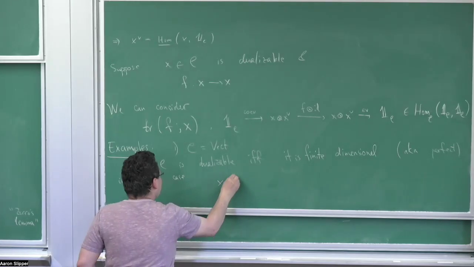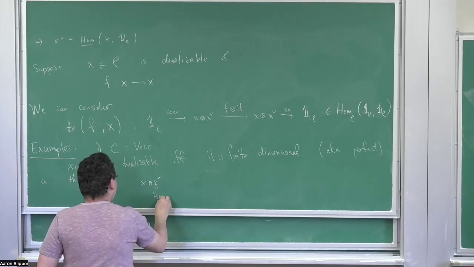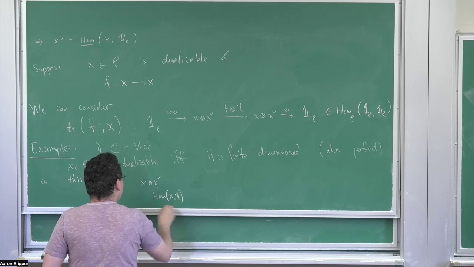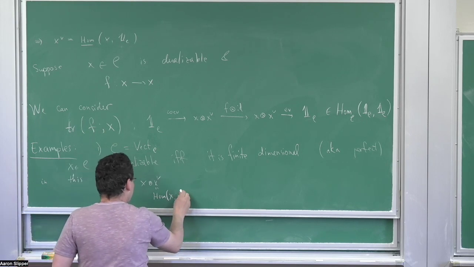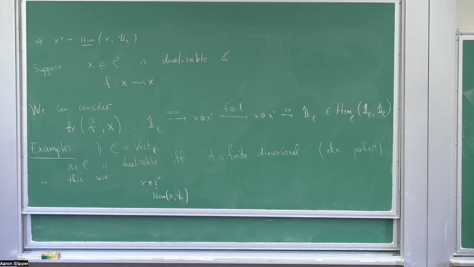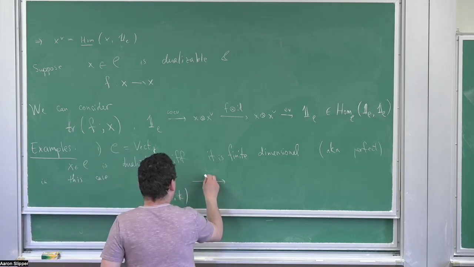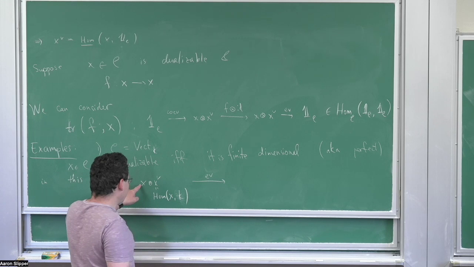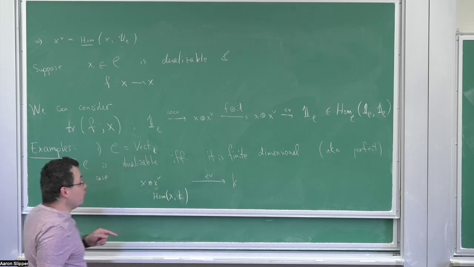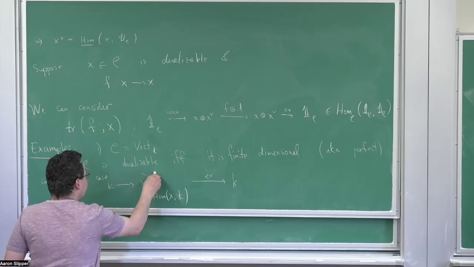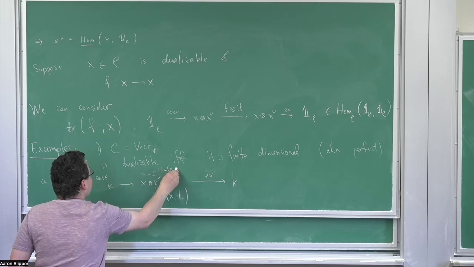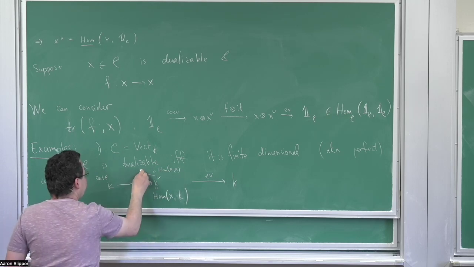X dual, I said, is maps from X to the unit. Here I have only one field for the time being, K is the unit. This is really the evaluation. Well, this whole thing identifies with X, and this picks out the identity.